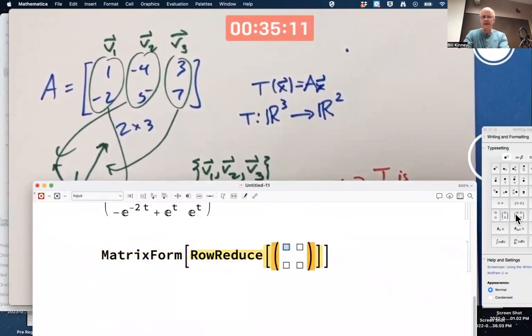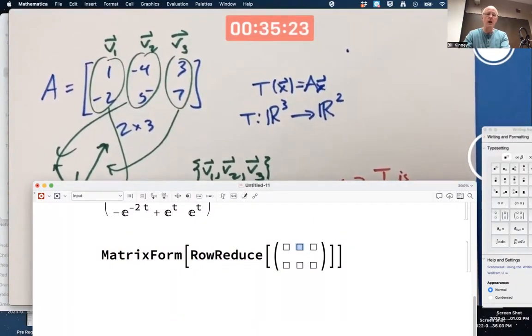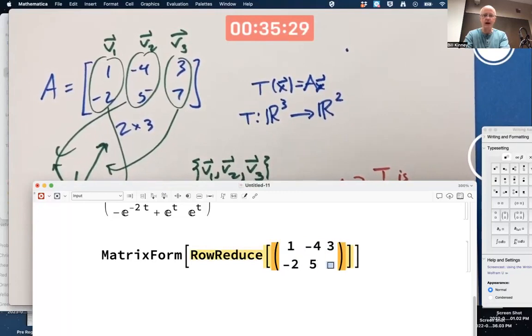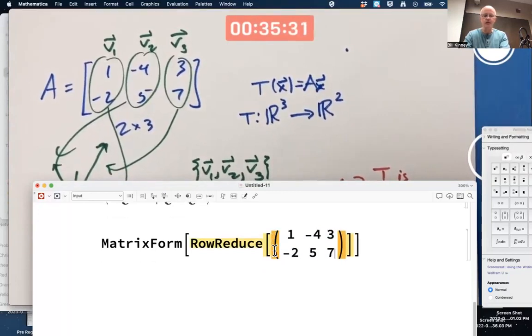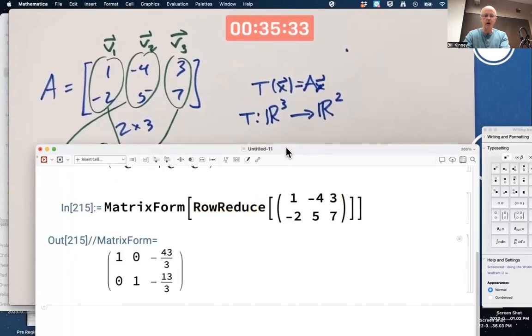I don't know if I've mentioned this. To add a column in Mathematica, you do a control comma. Comma starts with C, just like column starts with C. To add a row, you do a control return. Return starts with R, just like row starts with R. But I want a 2x3 matrix here: 1, -4, 3, -2, 5, 7. There's the RREF for this.